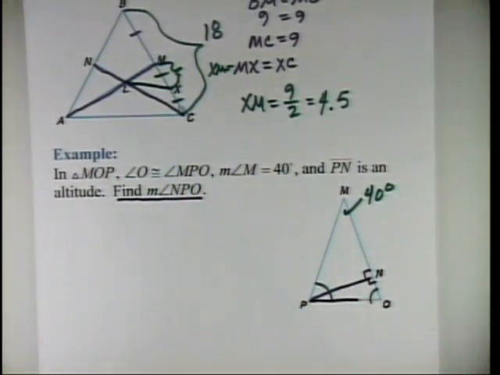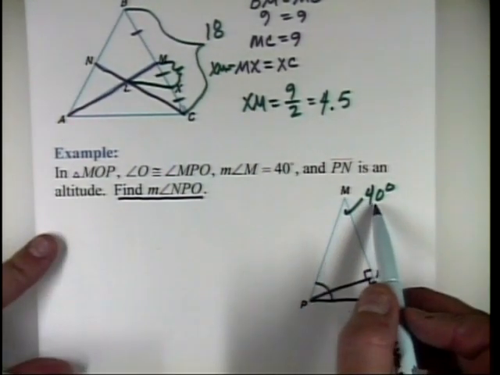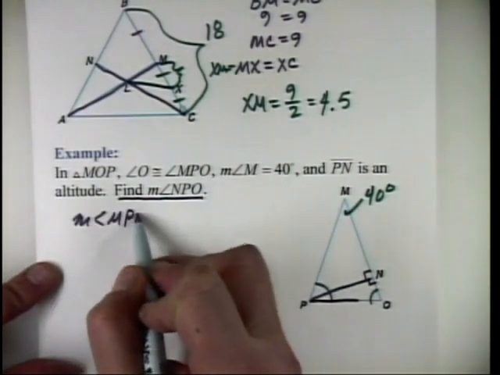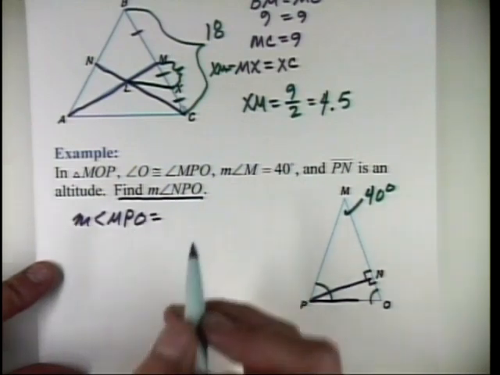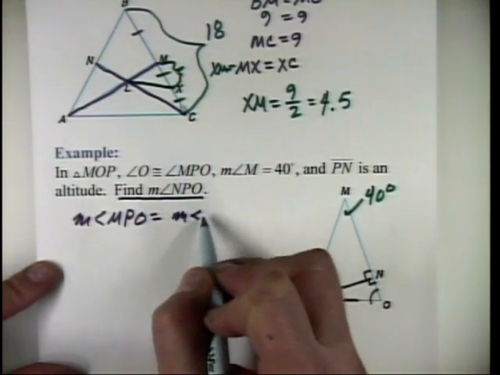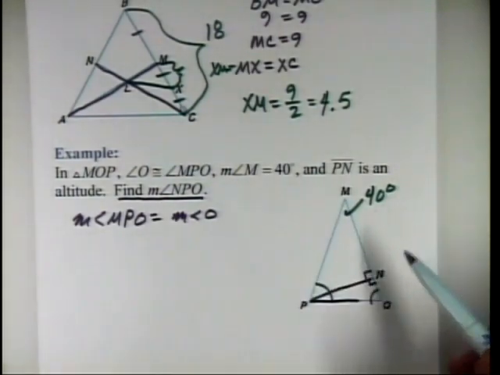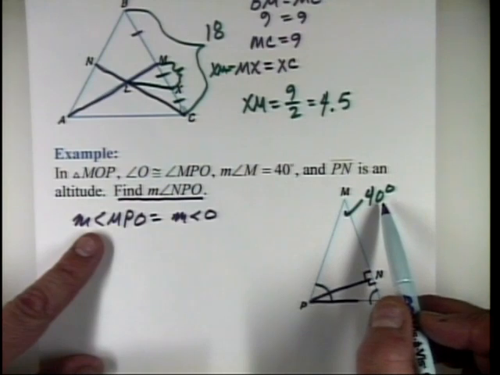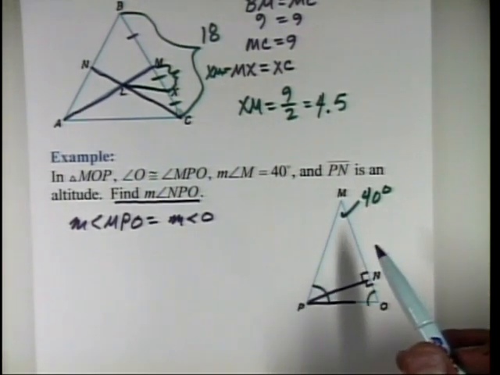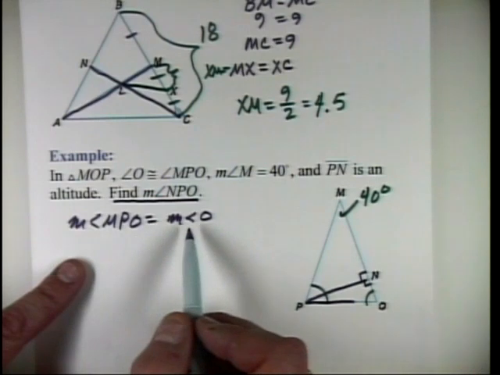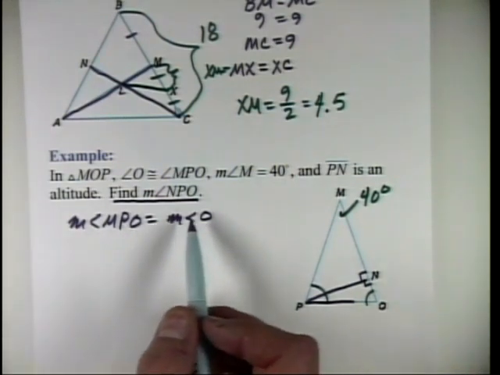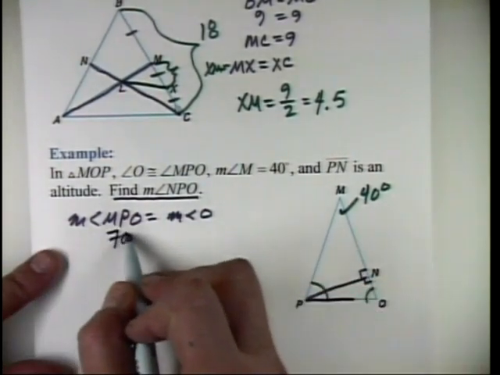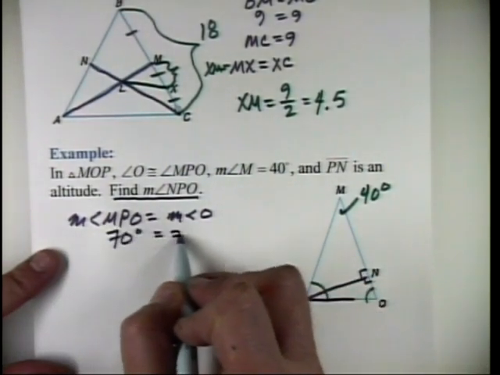Well, let's see if we can figure that out. If angle M up here is 40, then I know that the measure of angle MPO, which has to equal the measure of angle O, they have to all add up to 180. Remember that? So this angle's measure plus that angle measure plus 40 have to be 180. That only leaves 180 minus 40, or 140 for each of these two. So if they both have to add up to 140, and they both are equal to each other, then they both have to equal 70 degrees.